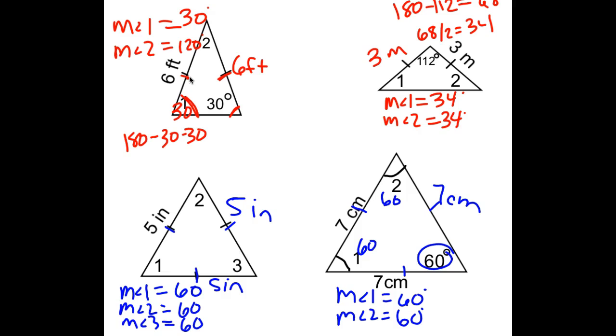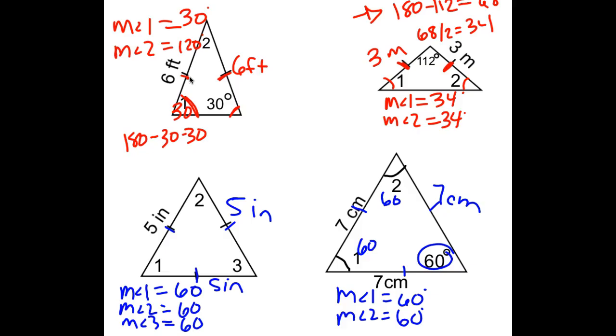On this next one, we come over here, we once again have another isosceles. We've got congruent sides, meaning both of those are supposed to be 3 meters, which means angles 1 and 2 are going to be the same. So I started by subtracting that vertex of 112 from 180. I got 68 here, and then divided that by 2 to get that 34 degrees for each of those base angles.